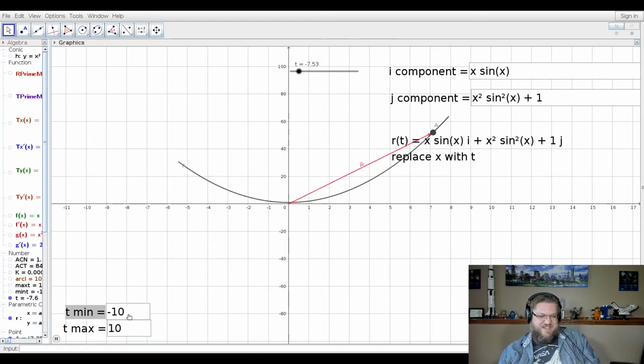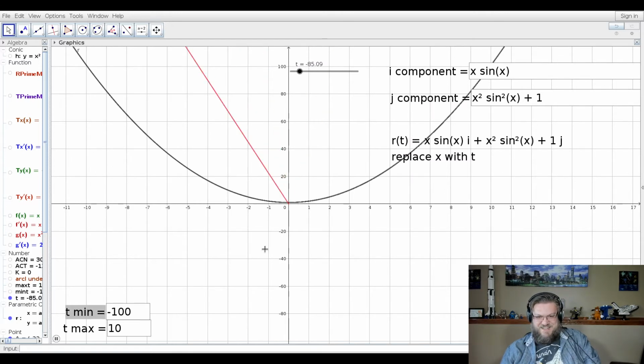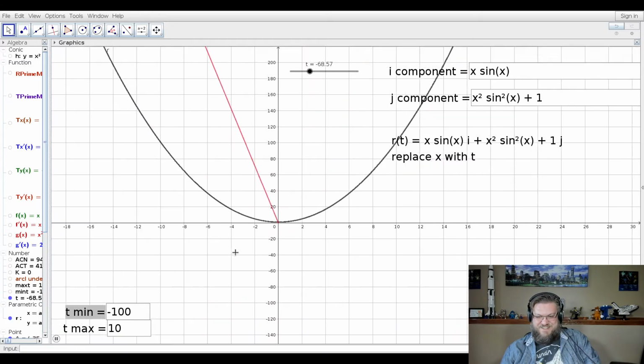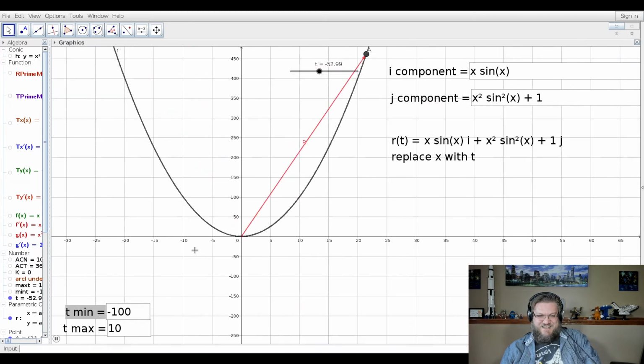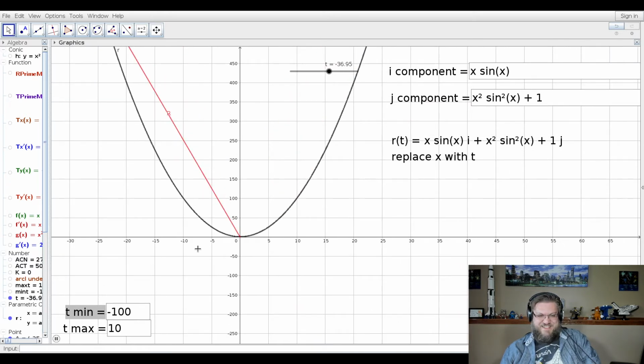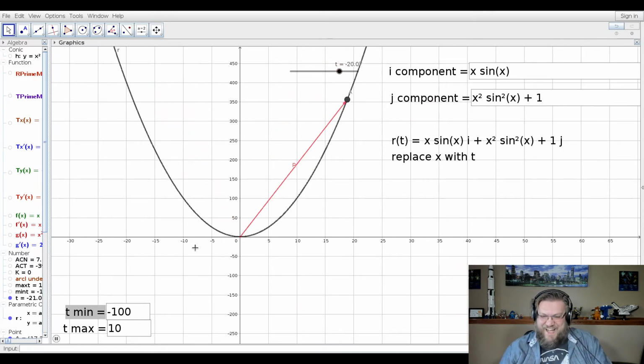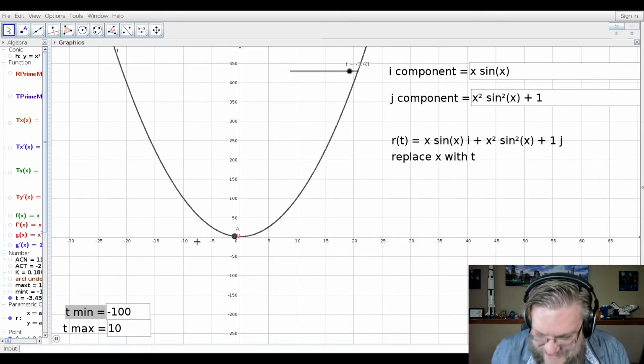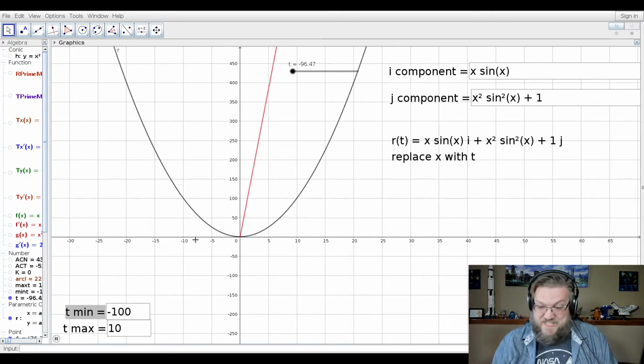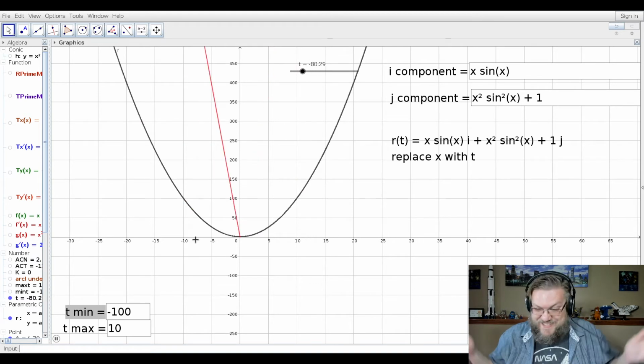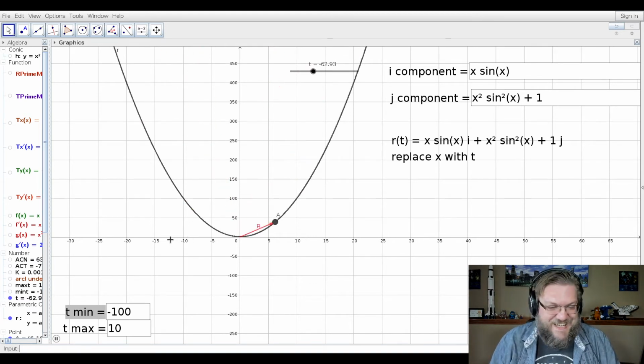Nice. So what if I did like 100, negative 100 to, oh my goodness. Now this is just insanity. I mean, that's one way to draw out a parabola, isn't it? That's one way to do it.